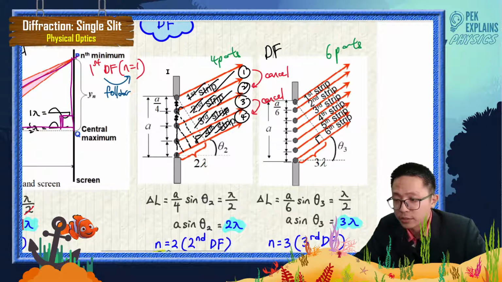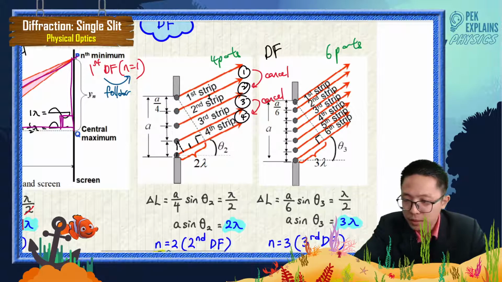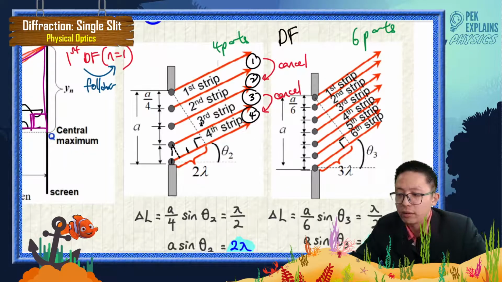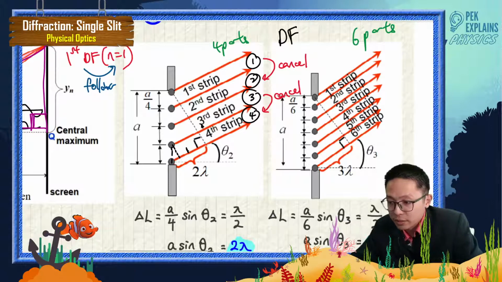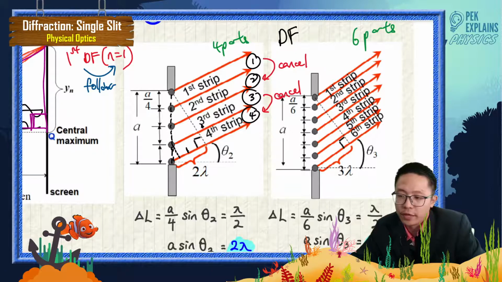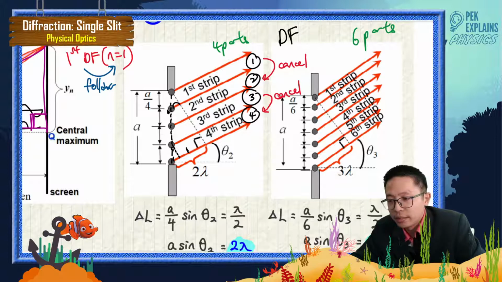Cancel each other. So before we talk about that, let's investigate. I just want to talk about the half lambda here. So you know why they cancel? Because each of them, the first particle here and the first particle here, also half lambda. Then we draw it down.